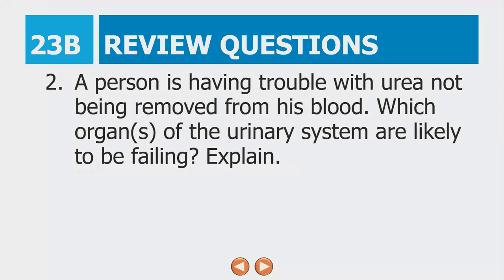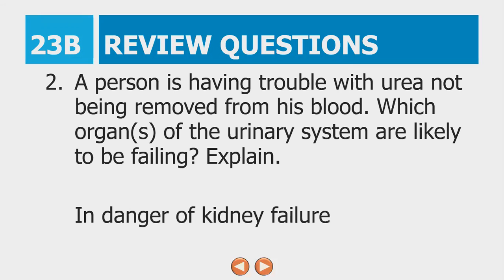Say a person is having trouble with urea not being removed from their blood. The urea flows into the kidneys through the renal artery, and then it's filtered out and broken down into the urine. So it should not come back out in the renal veins. If it is, then that's a problem, and your kidneys could be in danger of failing. The urea is supposed to be removed from the blood system.